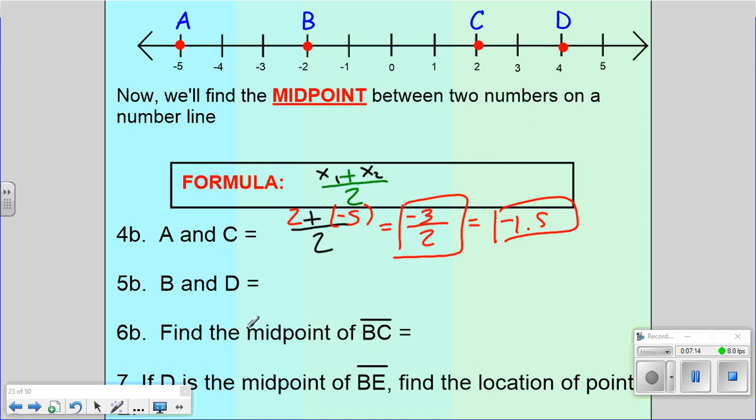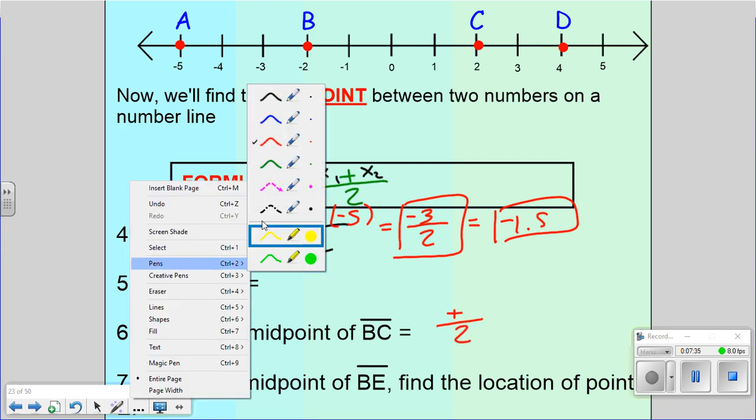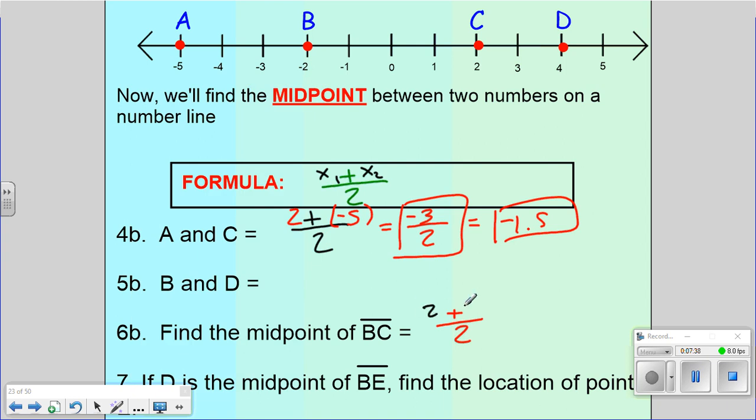For 6b, it would like for us to find the midpoint of segment BC. Again, that's segment BC whenever you have that bar on top without arrows. And the methodology is the same. So let's set up our formula with the plus, fraction bar, 2. Again, C is the furthest on the right, located at +2. B is on the left at -2. Follow your order of operations. So you would have 2 plus -2 cancels each other out, leaving you with 0. And 0 divided by 2 is simply 0. So the midpoint is 0.